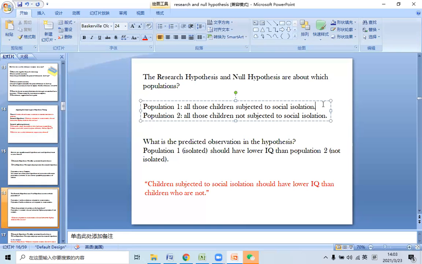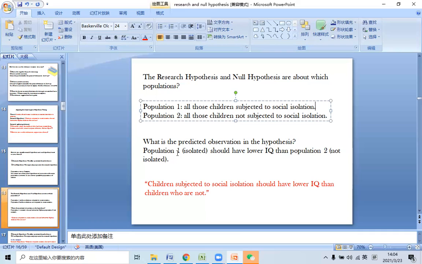We don't know how many people there are. We cannot possibly get hold of all of them. Kids who are socially isolated all over the world, we just don't know where they are. We can't measure all of them. Population two, all those children not subject to social isolation. Most people are like this. Most kids grow up in a relatively normal social environment with normal social contacts, but there are too many of them. We can't possibly measure all kids.